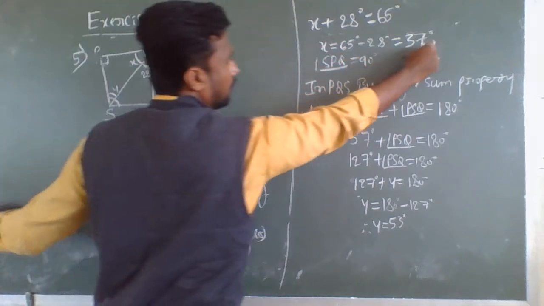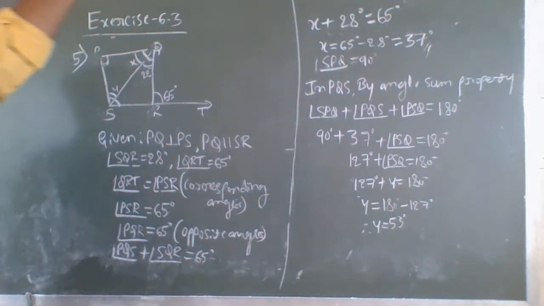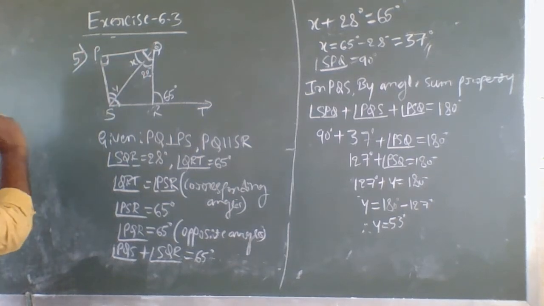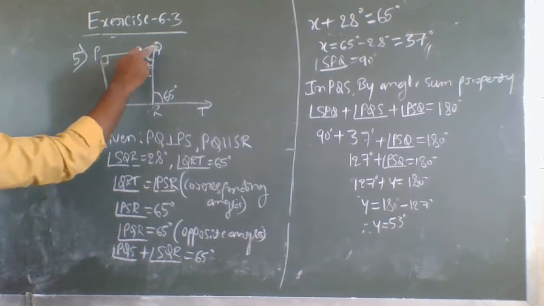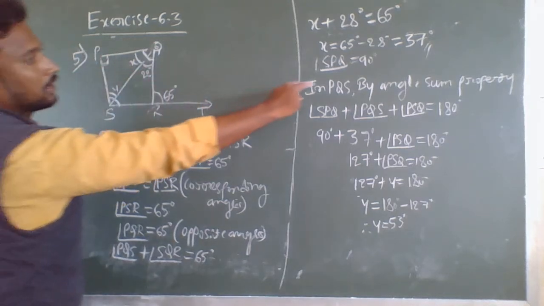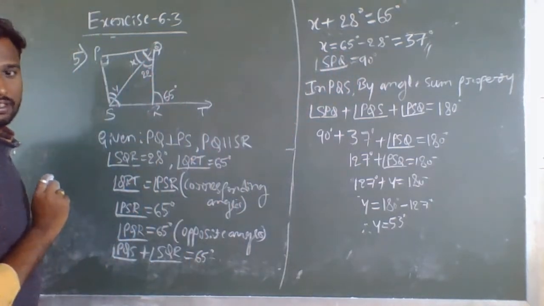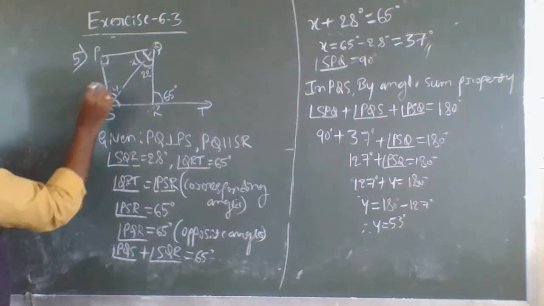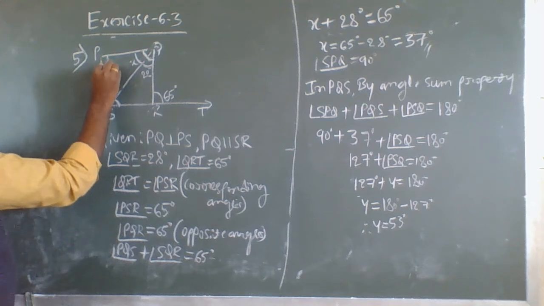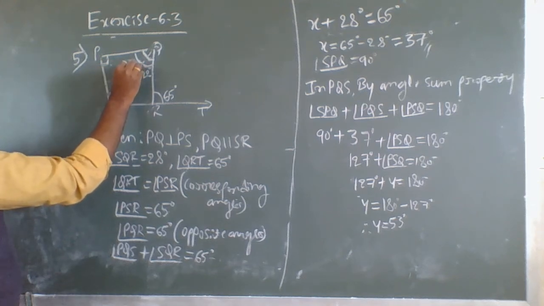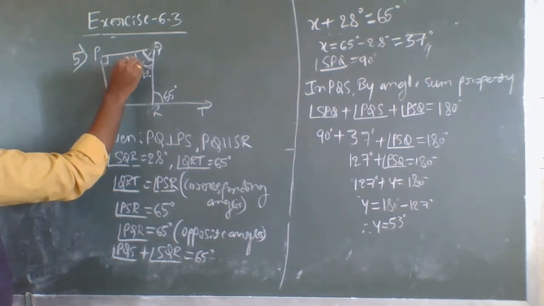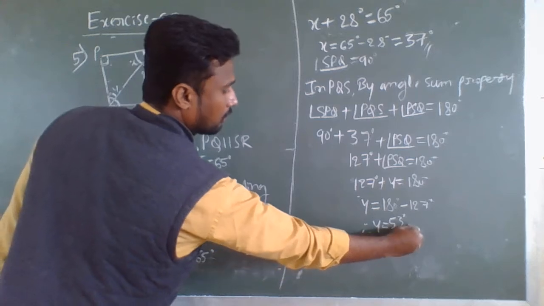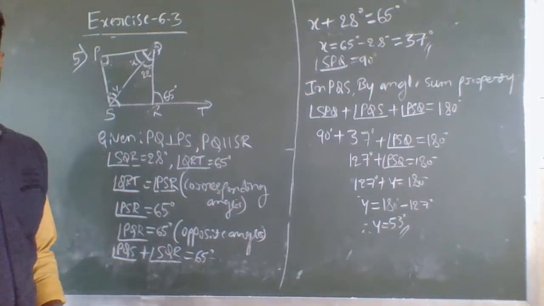Therefore, we got the value of x as 37 degrees, and they have given that PQ is perpendicular to PS, means angle SPQ is 90 degrees. Here I have written angle SPQ is equal to 90 degrees. Now in triangle PQS, in this triangle we have this value, 90 degrees, and we calculated the x value which is 37 degrees. By using these two values we can calculate angle y. Here we got the angle y as 53 degrees.